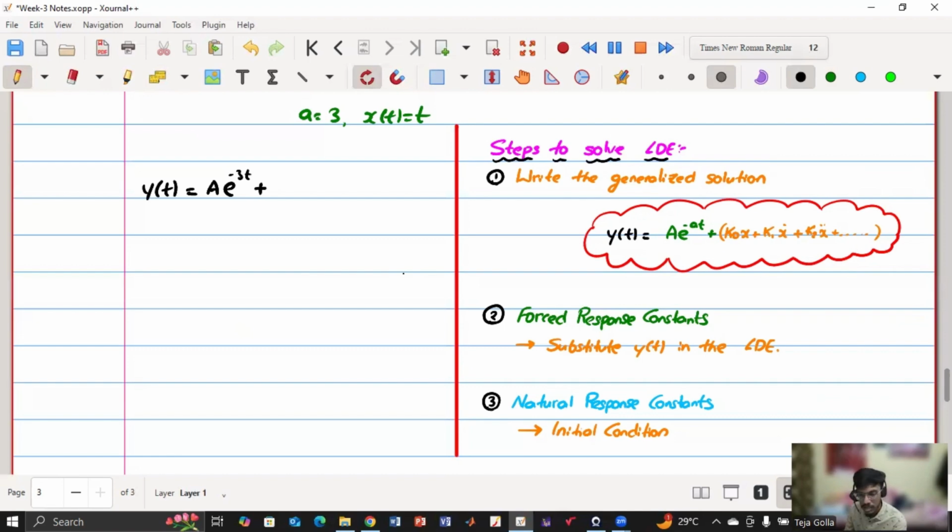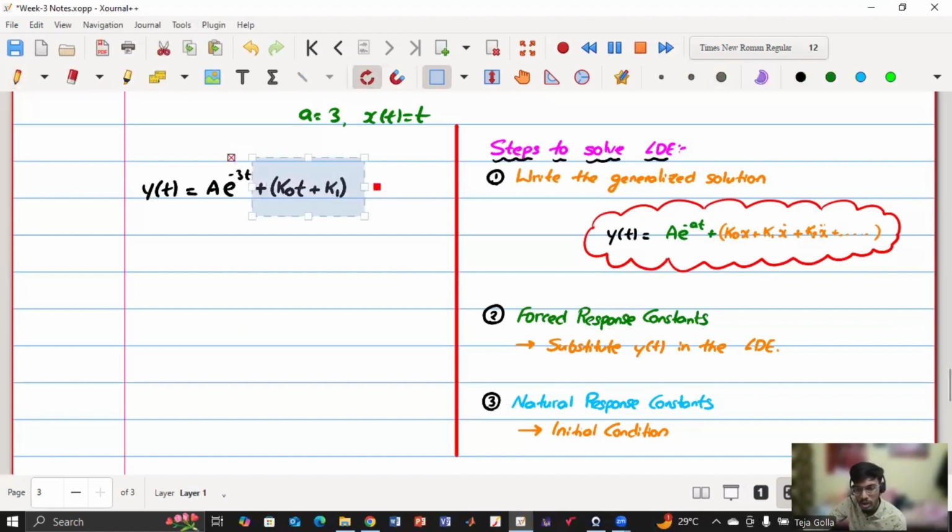We'll use this generalized: k naught into t plus k1 into 1. Then the second derivative of 1 is 0, and the second derivative and other higher derivatives are zero. So it vanishes after this. That's why we are only getting two terms. So this is one thing that you should keep in mind.